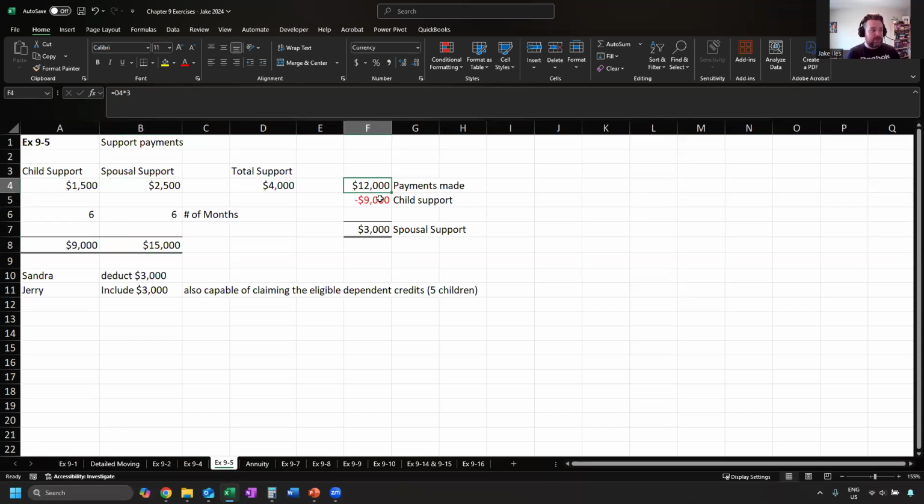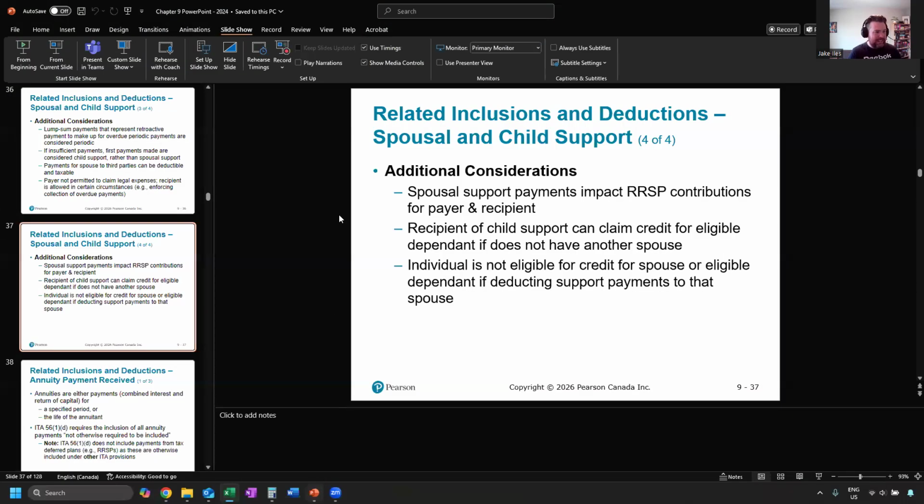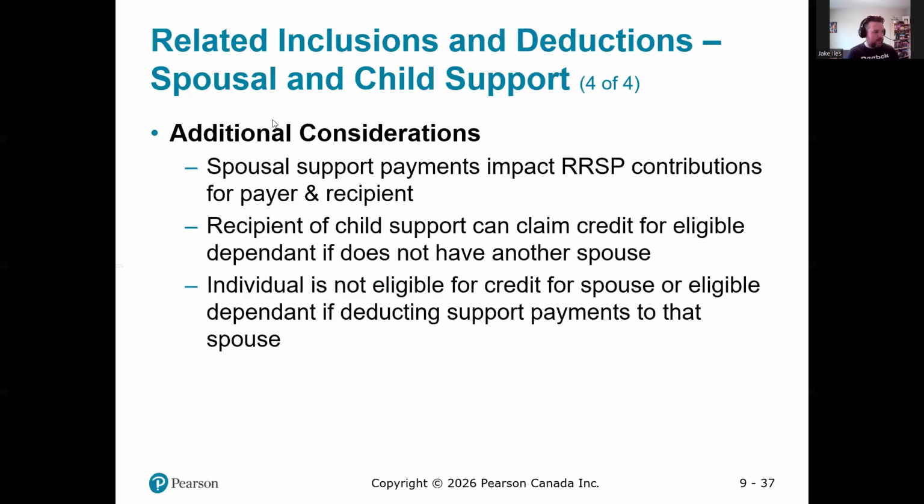So what we do is we check child support first. Child support was $9,000. We'll take that. Only what's left is considered spousal support. So $3,000 was paid for spousal support. So Sandra will deduct the $3,000 from income. Jerry will add $3,000 to his income, but because the children stay with him, he is also capable of claiming that eligible dependent credit.